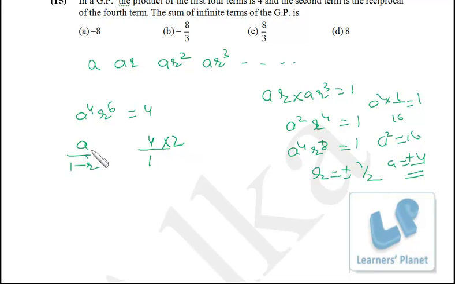If I take A as minus 4, then I'll be getting minus 8. If I take R as minus half, then I'll be getting 8 by 3. If I take R as minus half and A as minus 4, then I'll be getting minus 8 by 3. So precisely all of them are correct answers, right?